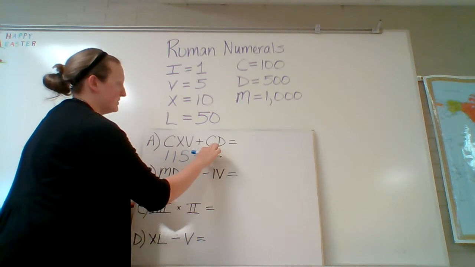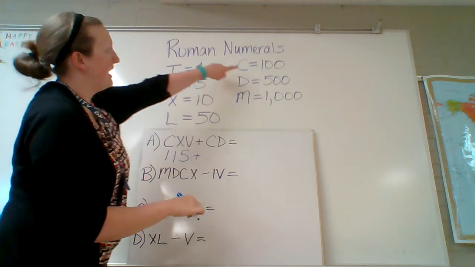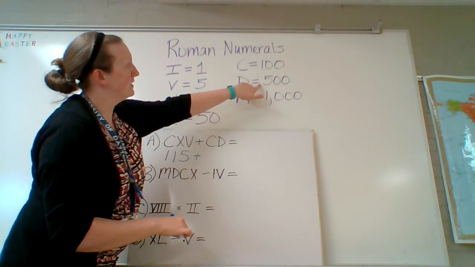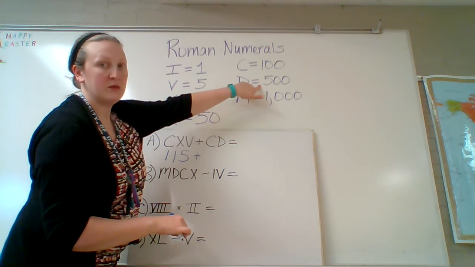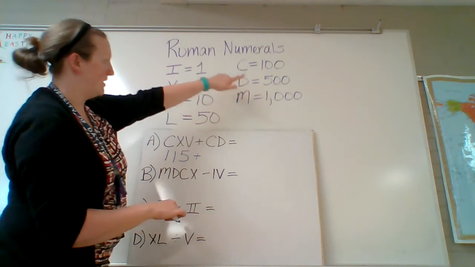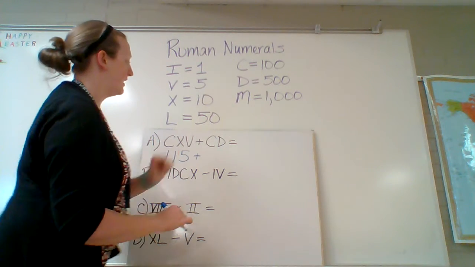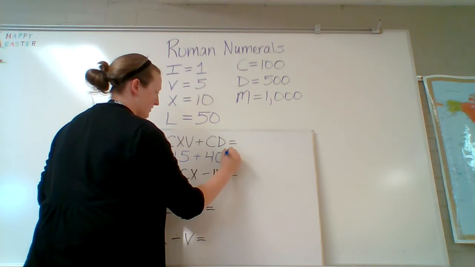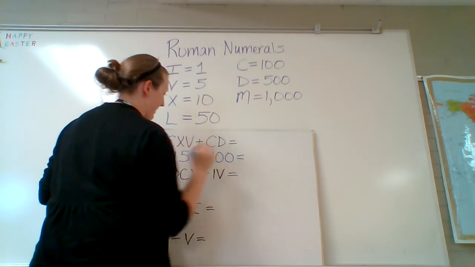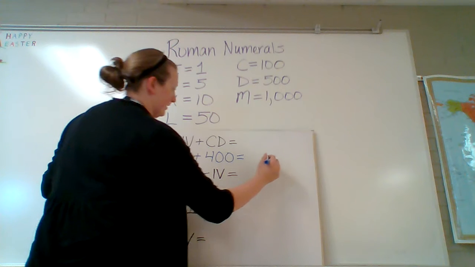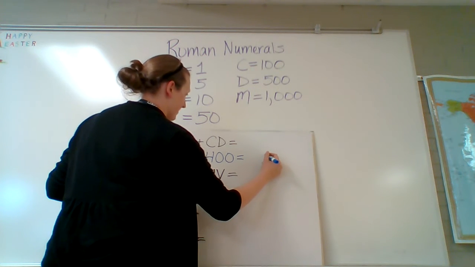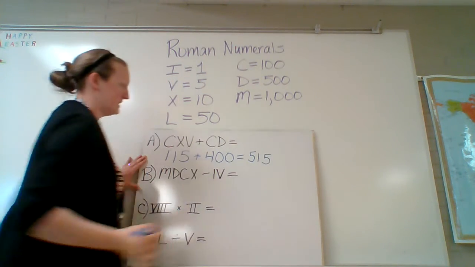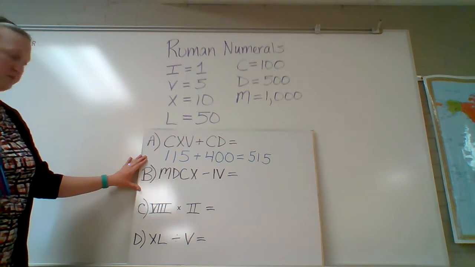And then I'm going to add that to CD. So now I have a smaller number, 100, before my larger number, which means I have to subtract. So 500 minus 100 is going to be 400. And then I can add those together. I have 515, if I add those two.